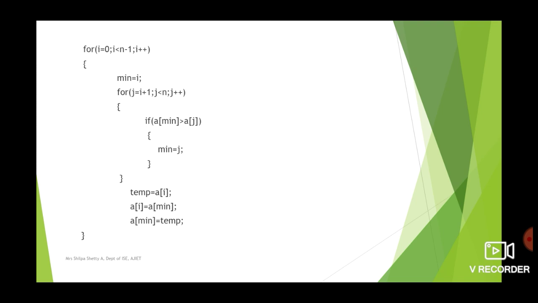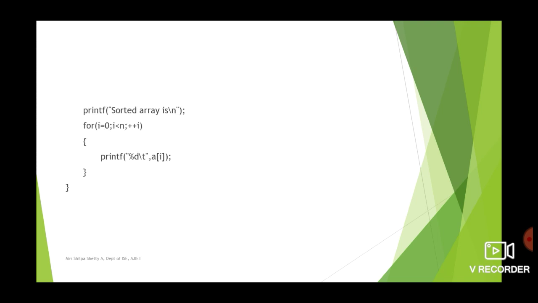Once we are done with sorting, we can display the sorted elements again by using a for loop that varies from 0 to less than n. So for I is equal to 0, I less than n, I plus plus. Plus plus I and I plus plus both mean the same here, so we can write anything. Printf %d \t a of I. Here we are displaying the sorted elements of the array A. So that is about selection sort.